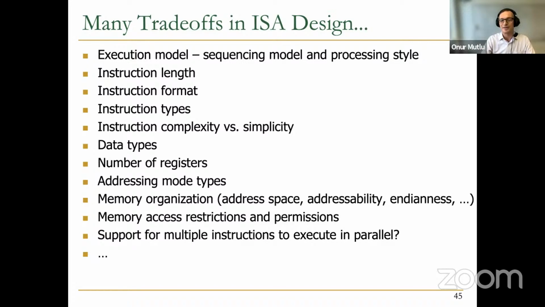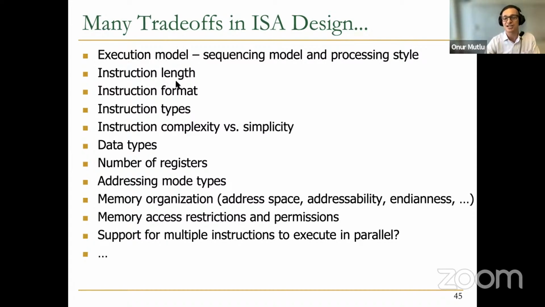Okay, so there are many trade-offs in ISA design. We're not going to cover all of them. Actually, I will point you to some lectures. We're going to talk about execution model in a couple of lectures. We assumed von Neumann, for example. Von Neumann is a trade-off in ISA design also. What's your sequencing model? What's your processing style? Do you have sequential processing or do you not have sequential processing? So we're going to question this later on.